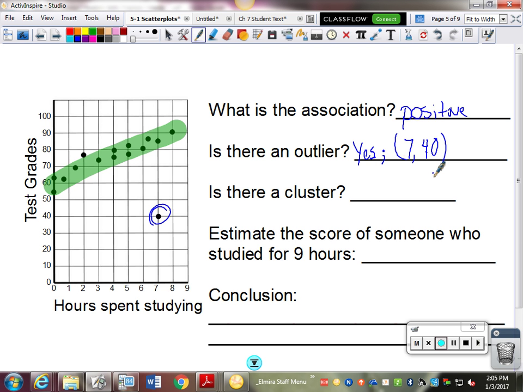Is there a cluster? Again, both for outliers and clusters, guys, if it's not super obvious, if you're like, well, I'm not sure, if you're not sure, then the answer's no. There's no cluster to this data.